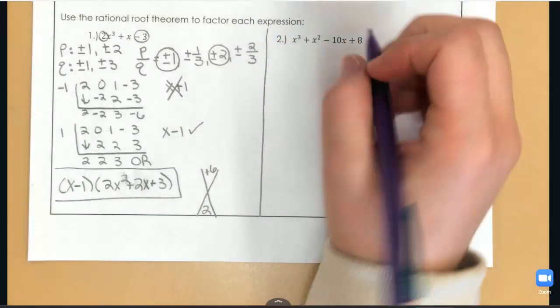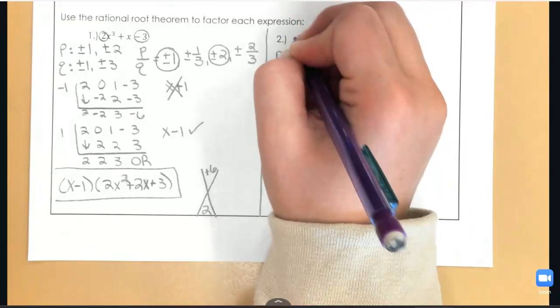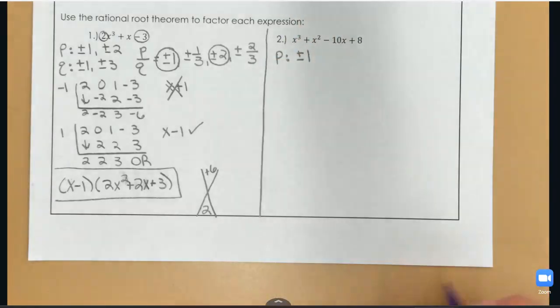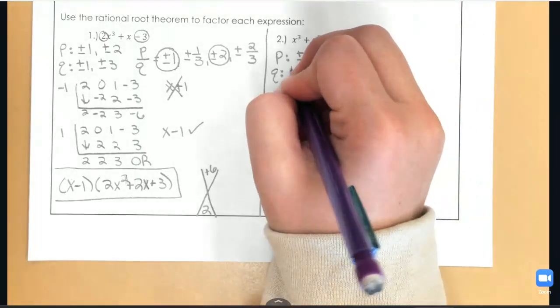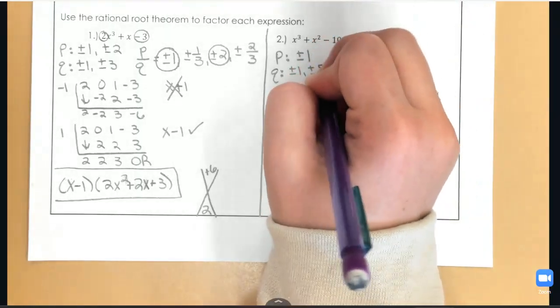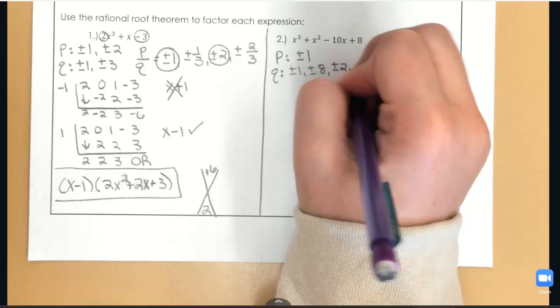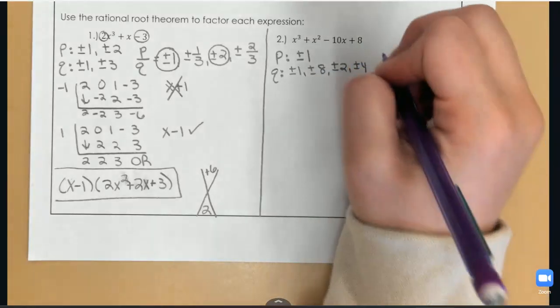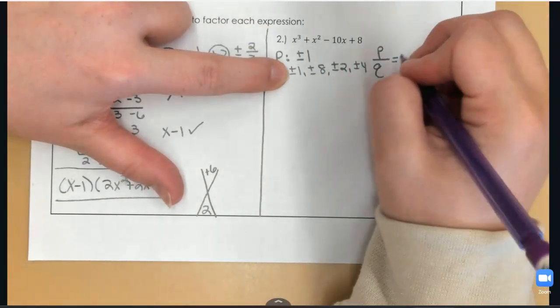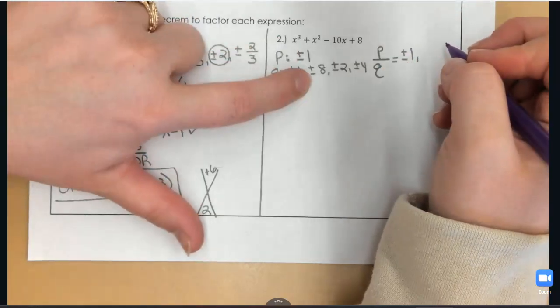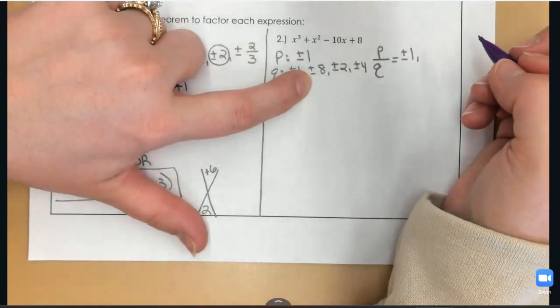Okay, moving on to our last problem. Our leading coefficient is 1, so p can only be plus or minus 1. And our last constant is 8, so we could have 1 and 8. We could also have 2 and 4. So our possible values for p over q are going to be 1 over 1, which is just 1. 1 over 8, which is going to be a fraction. Again, I only want the whole numbers.